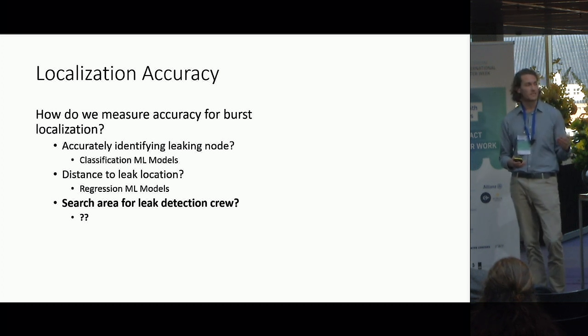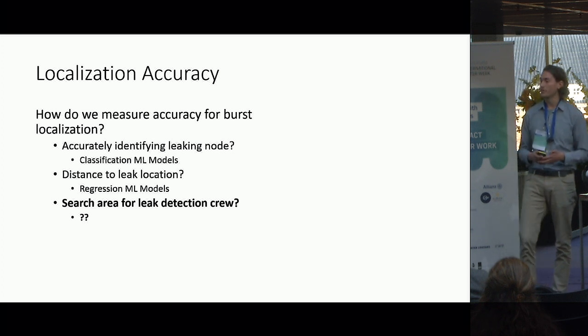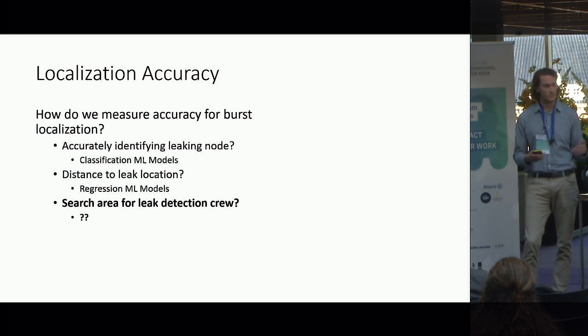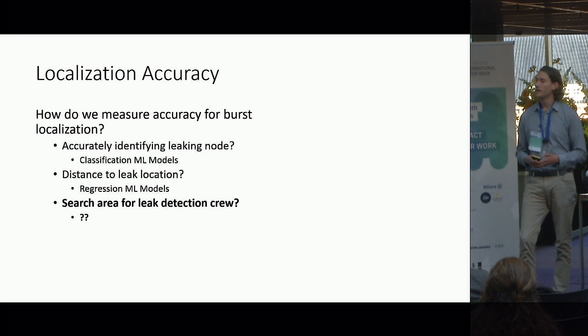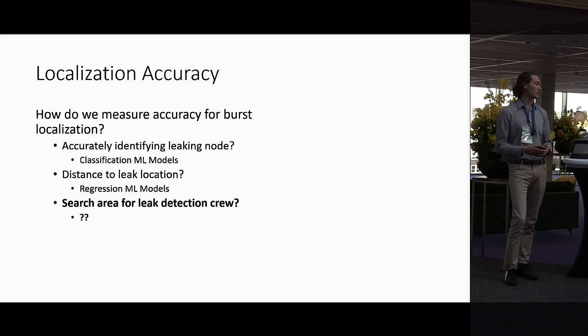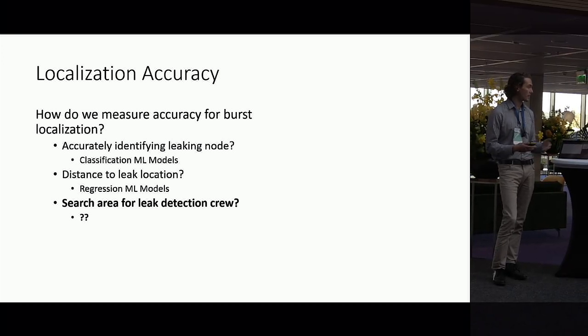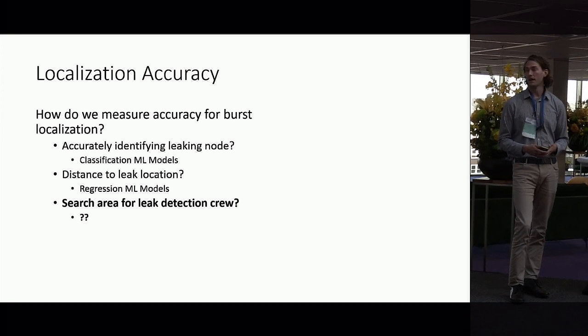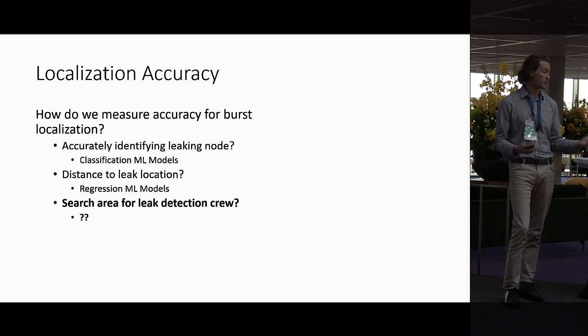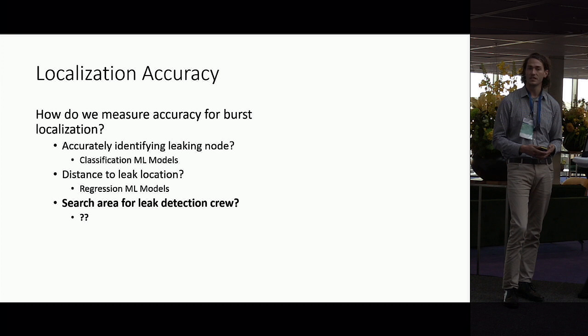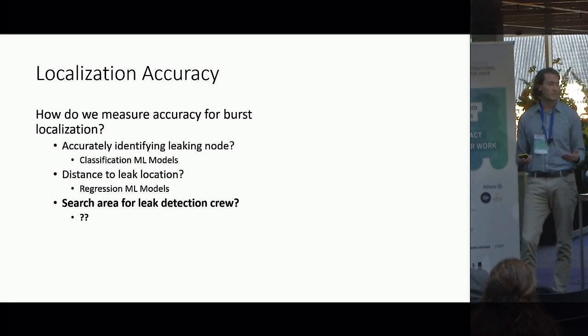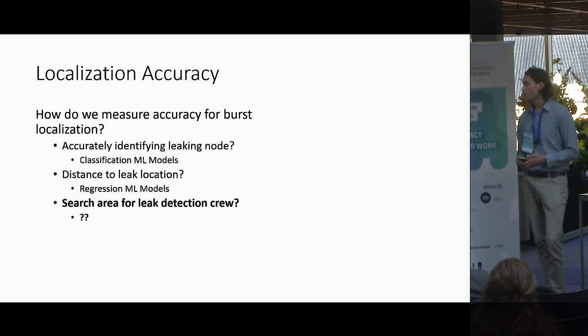But often, if we're not dealing with very high frequency sensors, or if the sensors are sparsely populated throughout the network, there's going to be a need for secondary leak detection, pinpointing the actual leak within the network. For the people doing the secondary leak detection, reducing the search area is very important. So when thinking about the accuracy or the objective function of the model, we should be trying to reduce the search area for the leak detection crew.